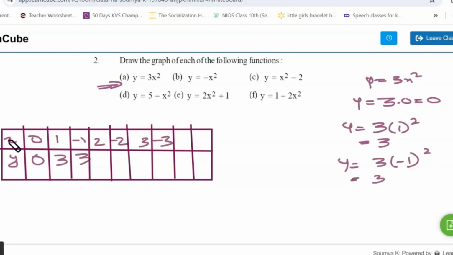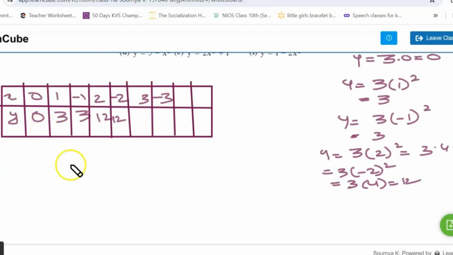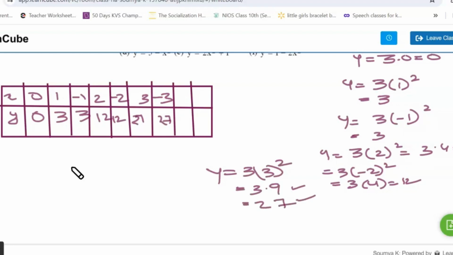Again, x equal to 2. In that case, y equals 3 into 2 squared, that is 3 into 4, 12. Equal to 3 into minus 2 squared, equal to 3 into 4, it is 12 again. Then the next value is 3. So y equals 3 into 3 squared, that is 27. For 3 and minus 3, you have 27 as the value.